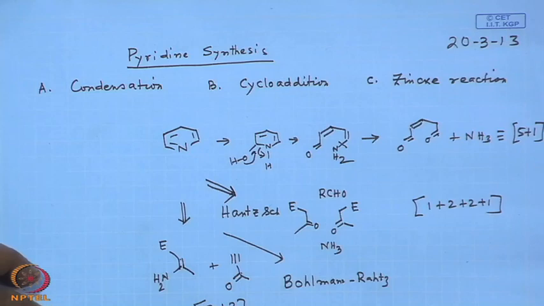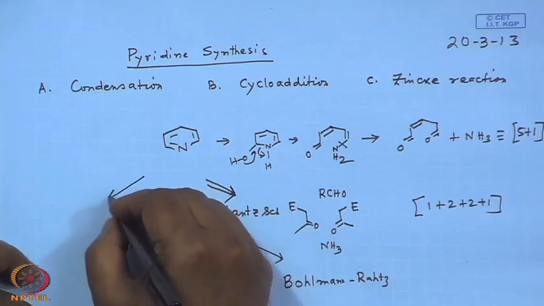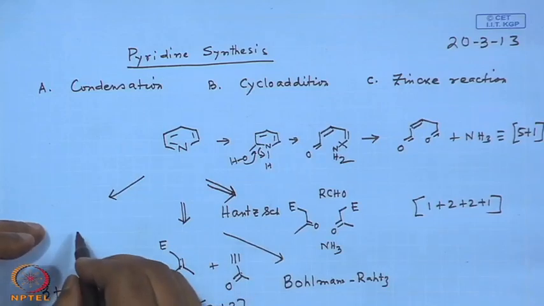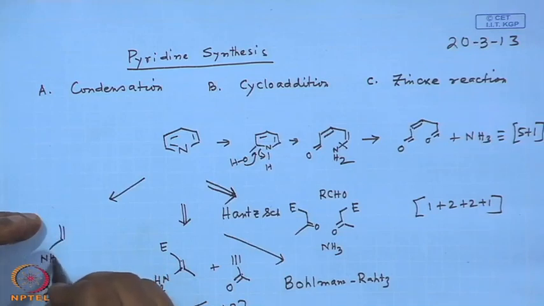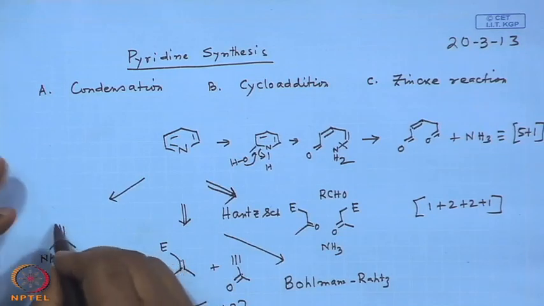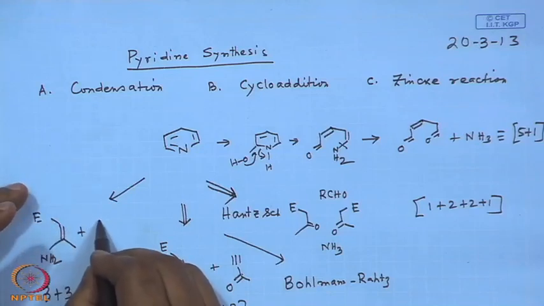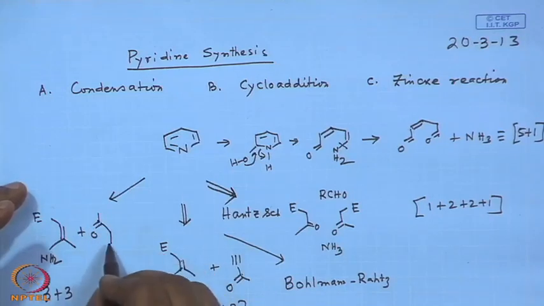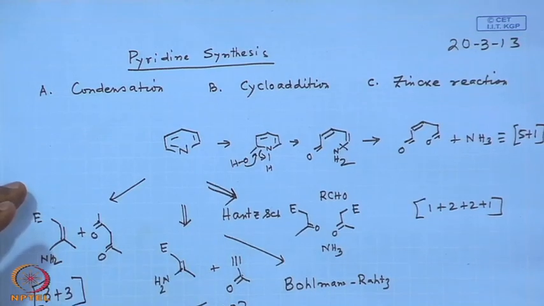And similar to this, there is also a method, which is equivalent to 3 plus 3. So, in this case, what you do is take this enamine system, which could be again an ester, and instead of taking this acetylenic ketone, what you have to take is 1,3 diketones, 1,2 diketones.